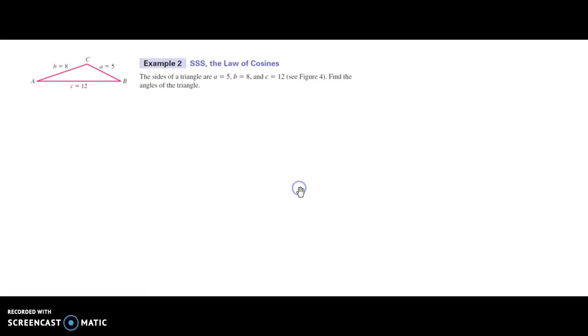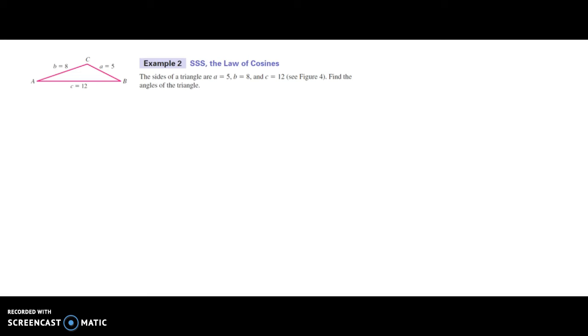Okay. Here I have no angles, so I'm looking for an angle. What we would have done in the past is we would have used trig and used our inverse functions. We can't use SOHCAHTOA here because it's not a right triangle. But we're using the law of cosines. We're solving for an angle, so we will still be using inverse cosine.